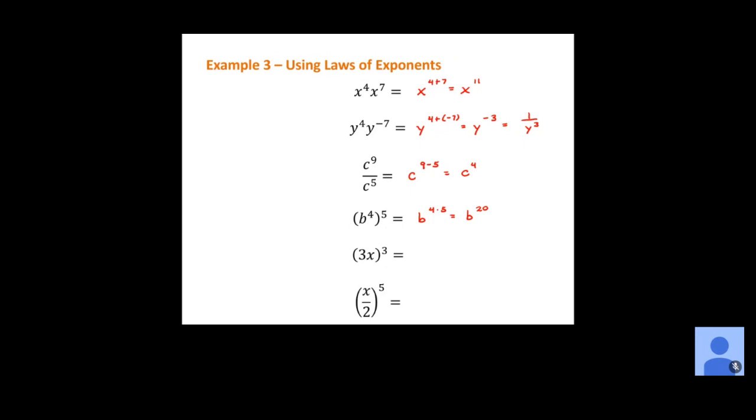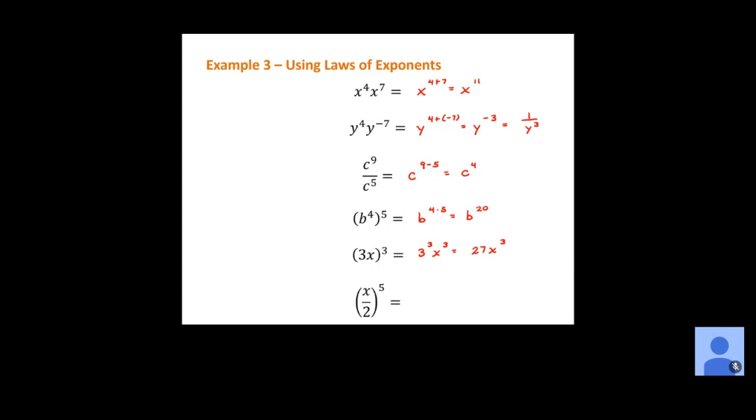All right, now the next one here, we've got 3x raised to the third power. So what are we going to do this time? Good. Since we have a 3 and an x being multiplied together, that exponent is going to go with both of those. So this becomes 3 to the third times x to the third. Now, since we actually have a number this time, we can simplify that. What is 3 to the third power going to give us? 27. Good. So this becomes 27 x to the third power.